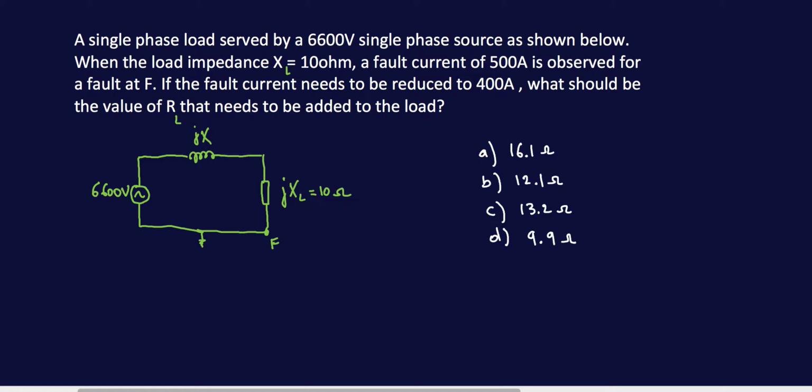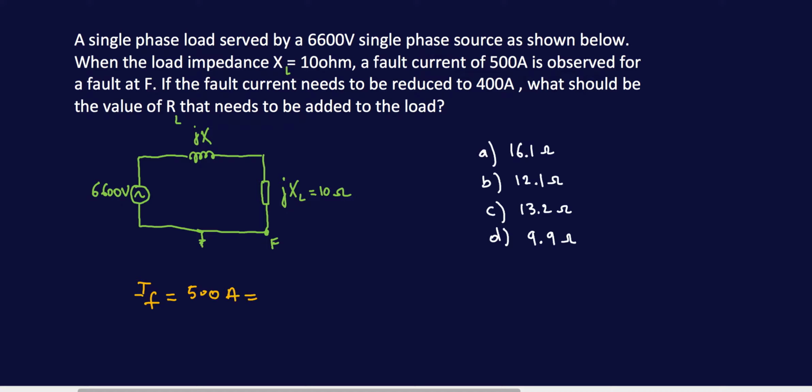So first things first, what do we know and what do we not know? Here we are given the value of the load, I guess reactance, impedance, whatever. I'm using those terms interchangeably for the sake of simplicity. So originally we have a fault current of 500 amp, right? So if we have a fault current of 500 amp, what do we know and what do we not know?